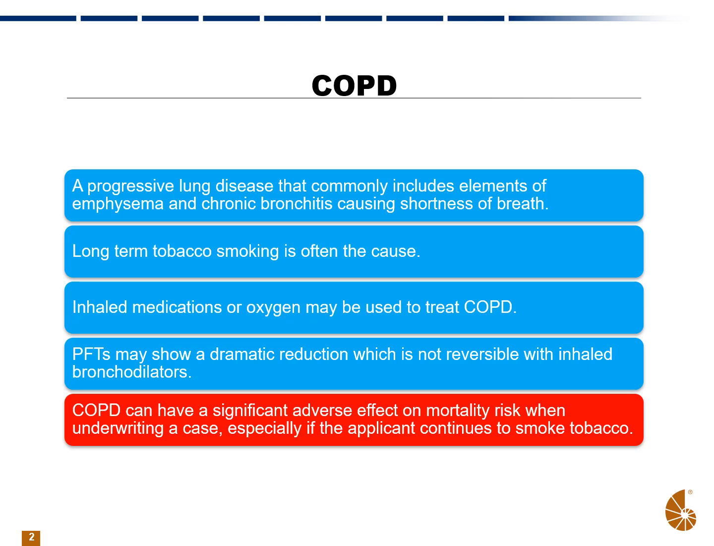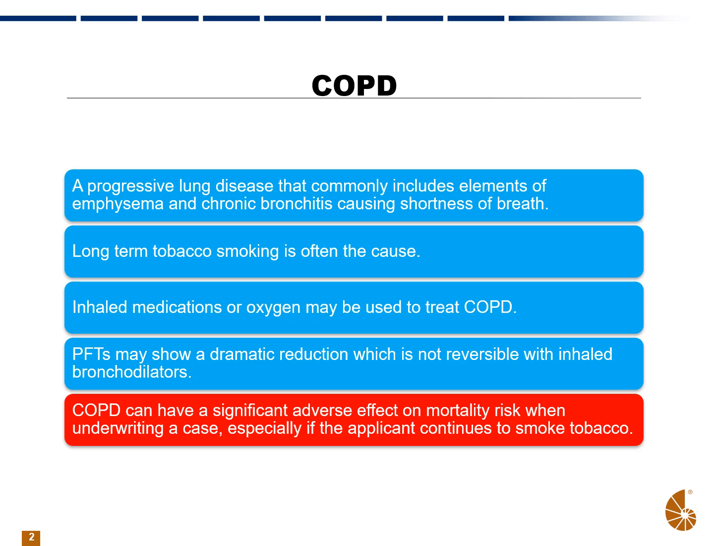So what is COPD? It's a progressive lung disease that commonly includes elements of both emphysema and chronic bronchitis, causing shortness of breath. It's usually due to a long history of tobacco smoking. And what do we use to treat it? We use inhaled medication. Sometimes oxygen may be required in order to help the patient who has COPD.